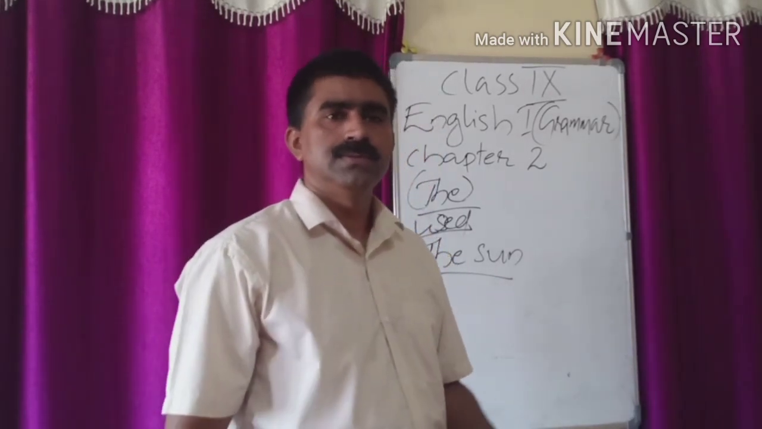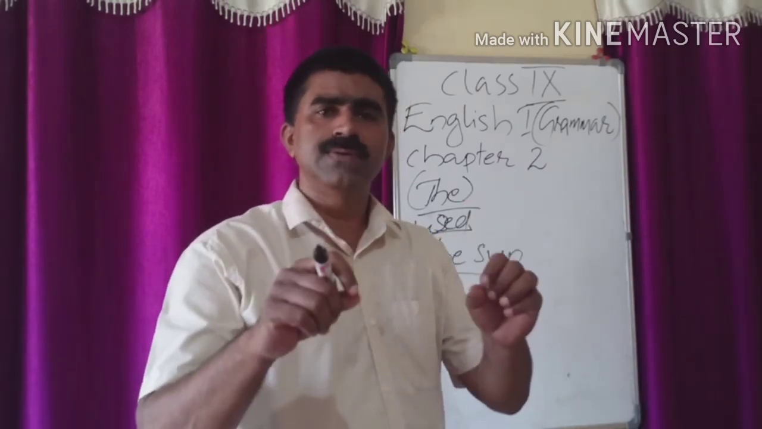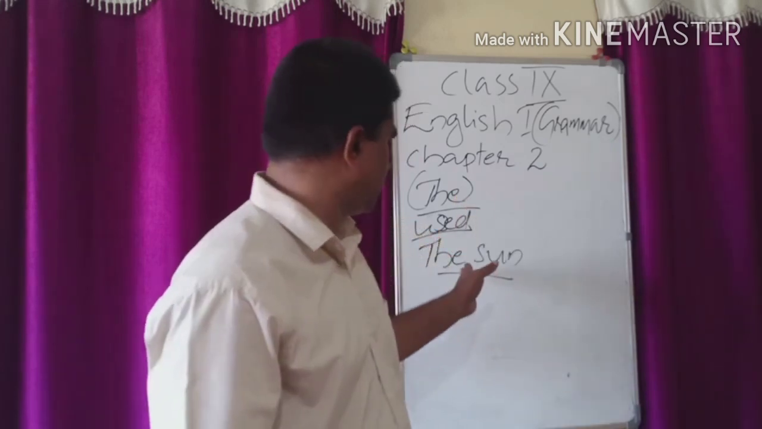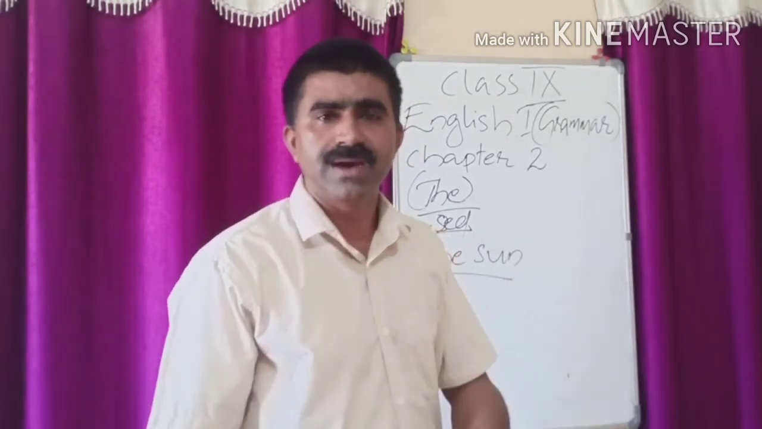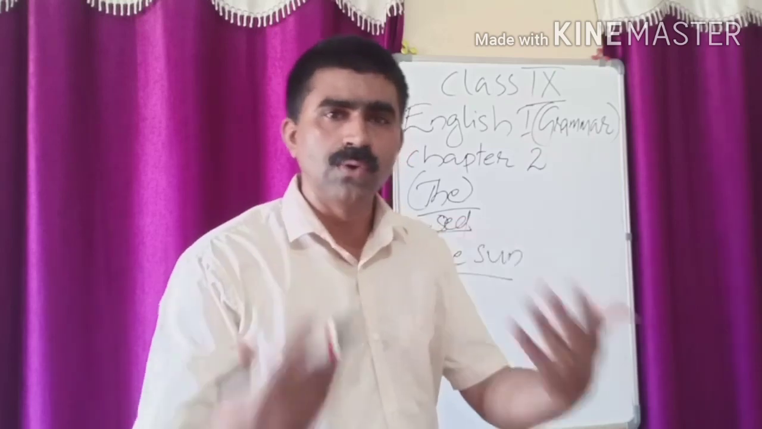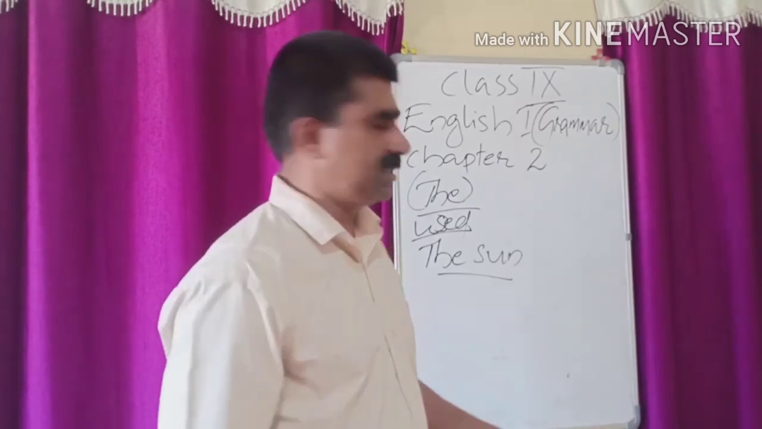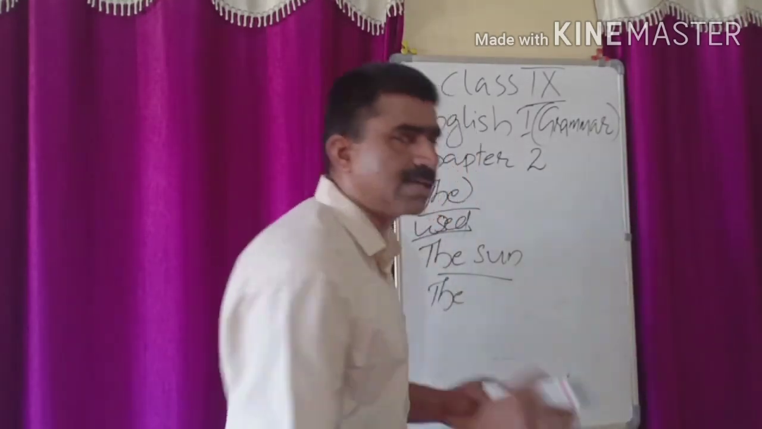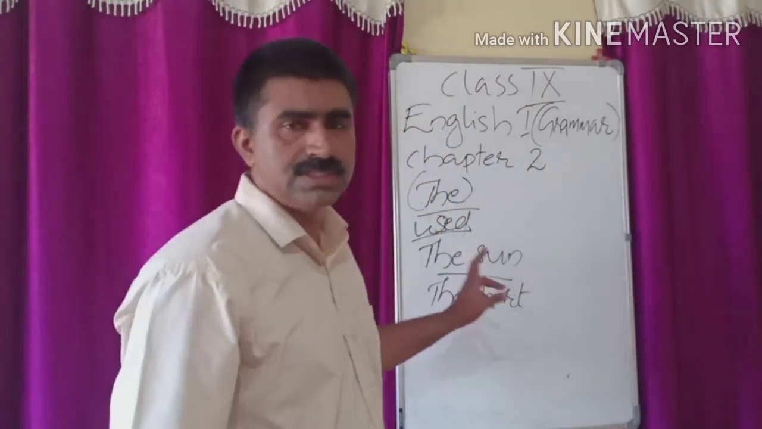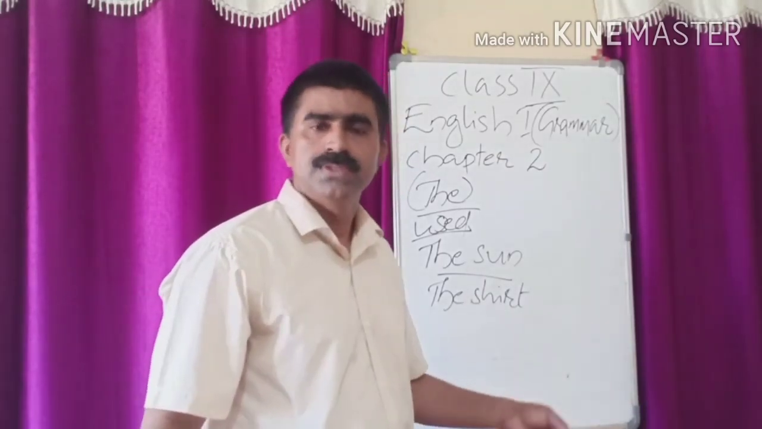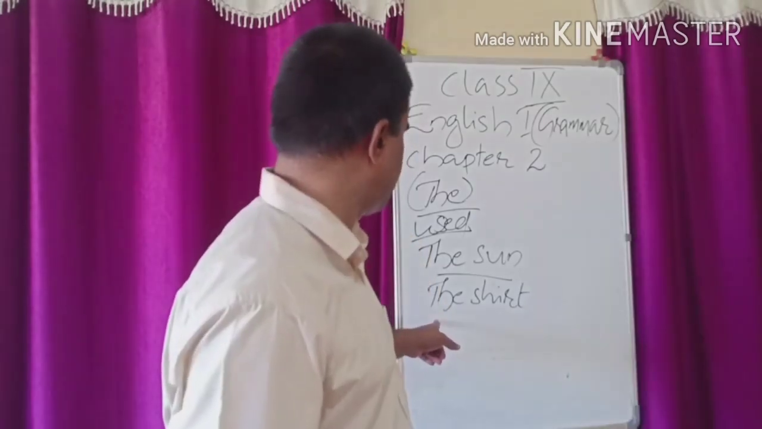Again, we know the definite article is used when there is only one in existence, that is, the sun rises in the east. Another use is for something which is already known. For example, the shirt which I am wearing is gifted by my cousin. The shirt, everyone knows which shirt we are mentioning. That is clear to all. On such occasions, we can use the definite article.